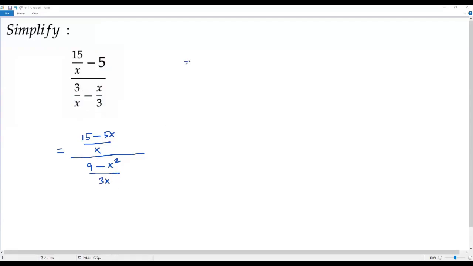Okay, now in my next step, I'm going to write the fraction in the numerator as it is. It is 15 negative 5x over x. Now I change this division as multiplication. Then I take the reciprocal for this one. Then I'm getting 3x over 9 negative x square.